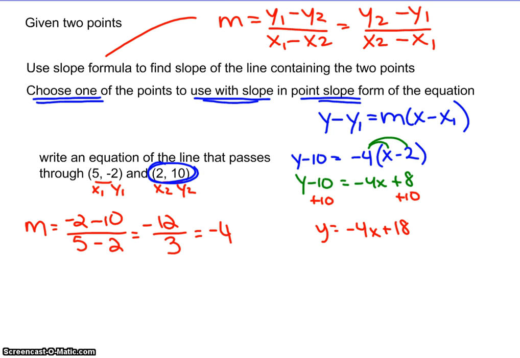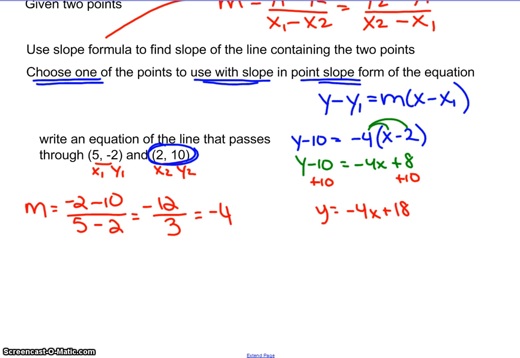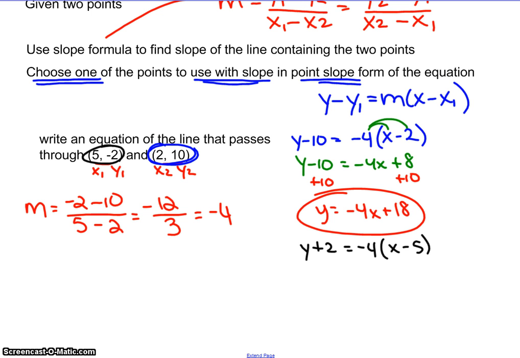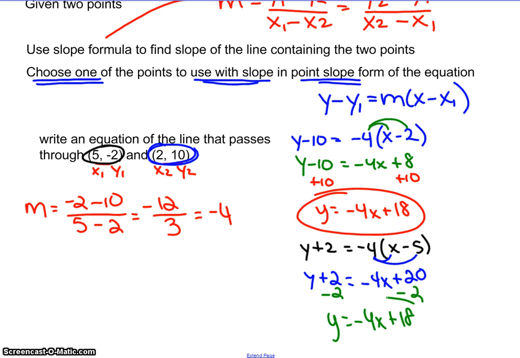Well, what if my friend decided to use the other point, the (5, -2)? If I go y minus -2, remember we're changing signs, so y plus 2. Slope, x minus my x, so x minus 5. Distribute. Get rid of your constant, so I'm going to subtract 2. Notice I did get the same thing.